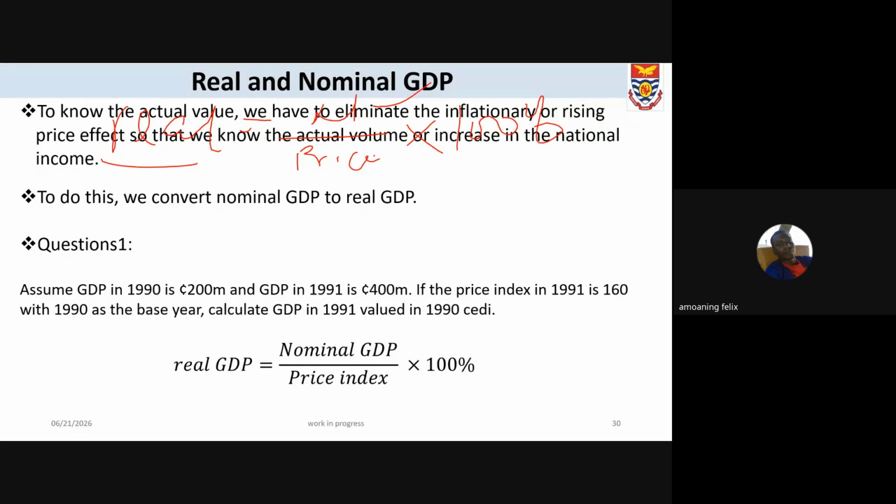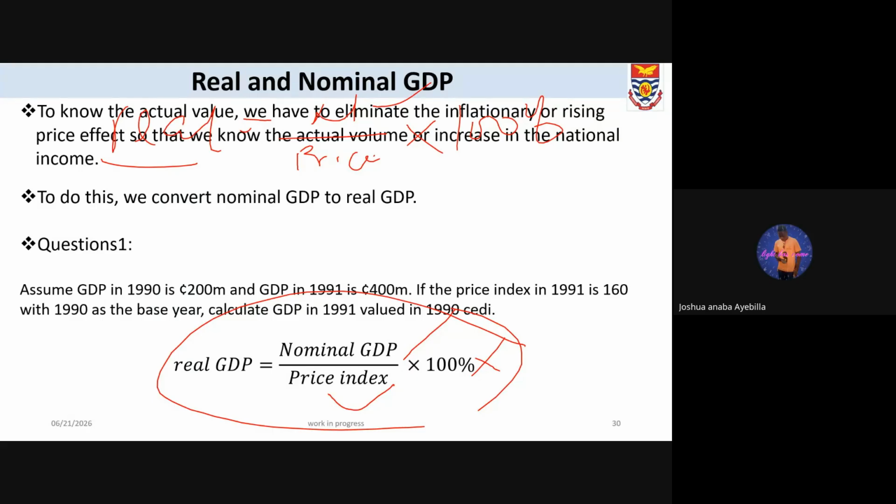Okay, you are using a deflator. So how do we convert it? To convert your nominal GDP to real GDP, it is your nominal GDP divided by the price index, times 100. Is it understood?